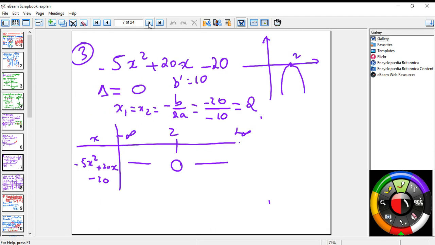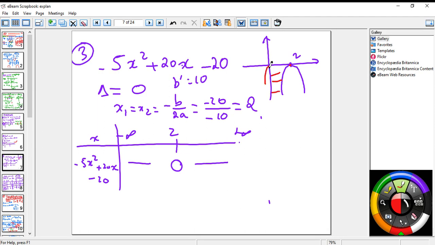I go to another example, number 3. If I look at this one, minus 4x squared plus 20x minus 20. If I do delta, delta is 0. It means this is an identity. Delta is 0, and this quadratic expression has 1 root. What is the root? It's 2. This one just cuts the x-axis at 2, and it is downward. So it has all the time the same sign as a, meaning y is all the time negative.